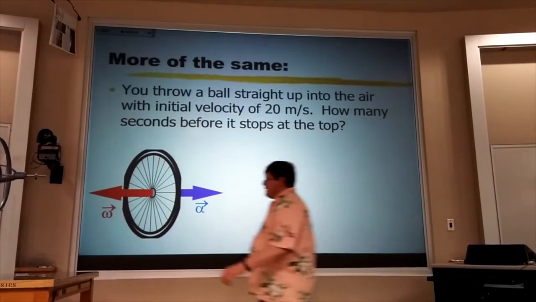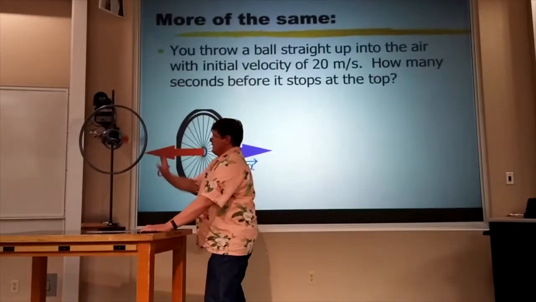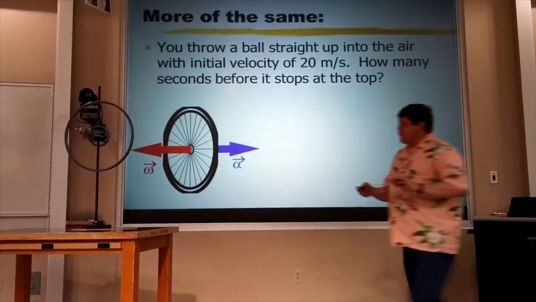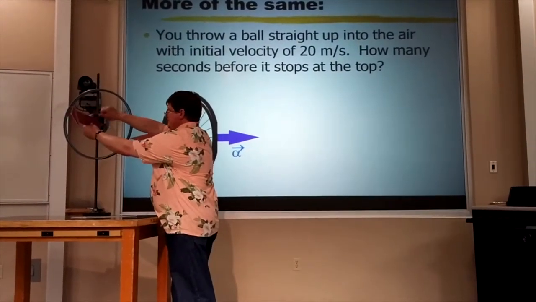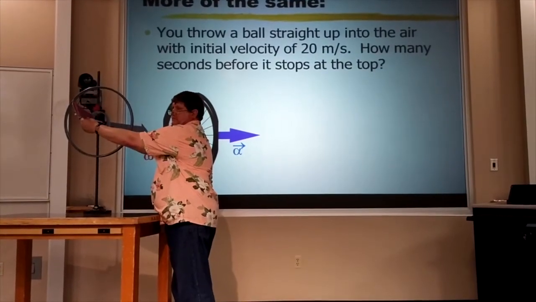Suppose I have a wheel that is rotating like that, such that the omega vector, the red omega vector, is pointing by right-hand rule towards you. And it's slowing down so that the alpha is away from you.